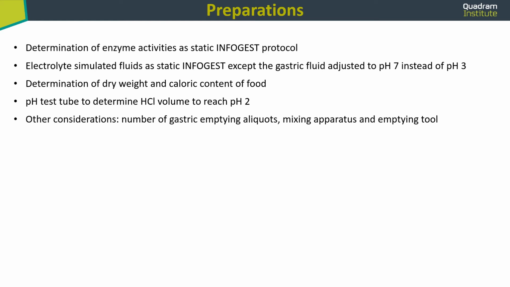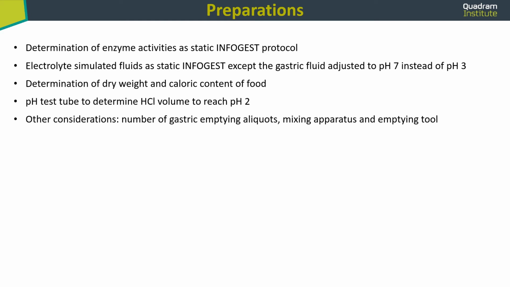Prior to performing the digestion per se, there is a bit of preparation and some considerations to start with. This is similar to what needs to be done for the static protocol. The determination of enzyme activities and the preparation of electrolyte fluids are done in the same way as in the static protocol, except for the adjustment to pH 7 instead of pH 3 in the gastric fluid, because we want to simulate that progressive acidification. Also, you need to know the dry weight of the sample for the oral phase and the caloric content by which the gastric emptying is calculated. A pH test needs to be performed to determine the volume and concentration of hydrochloric acid needed to decrease the pH of the tested food to pH 2.